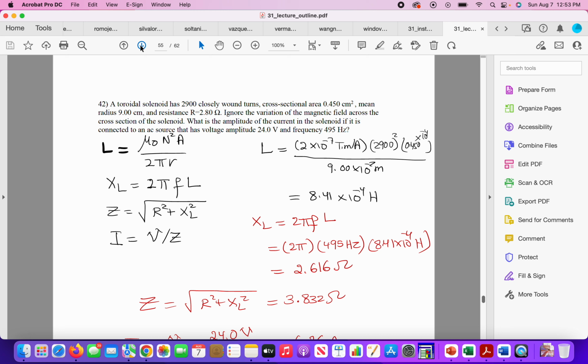Next. Now here I have a solenoid that has 2900 closely wound turns, cross-sectional area 0.45 square centimeters, mean radius 9 centimeters, and resistance R equal to 2.8 ohms.